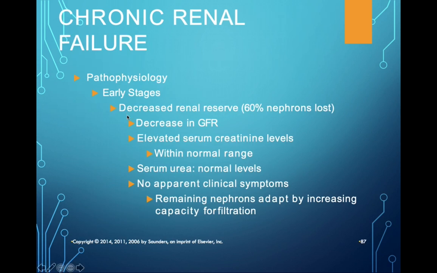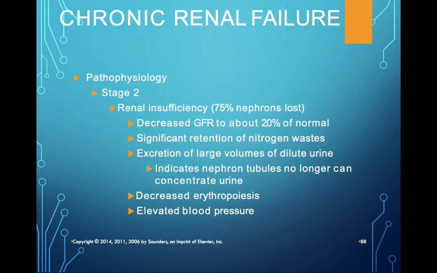In the early stage, there's decreased renal reserve, so you start to lose the majority of the nephrons. About 60% of the nephrons are lost. You get decreased glomerular filtration rate, elevated creatinine levels. The serum urea could be normal, no apparent clinical symptoms, and the remaining nephrons adapt by increasing the capacity of whatever's left to filter. But then in the second stage, there's renal insufficiency.